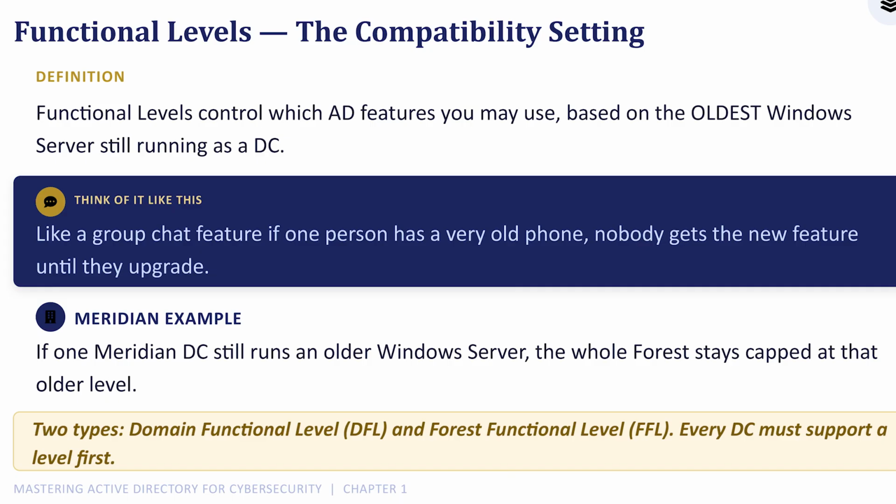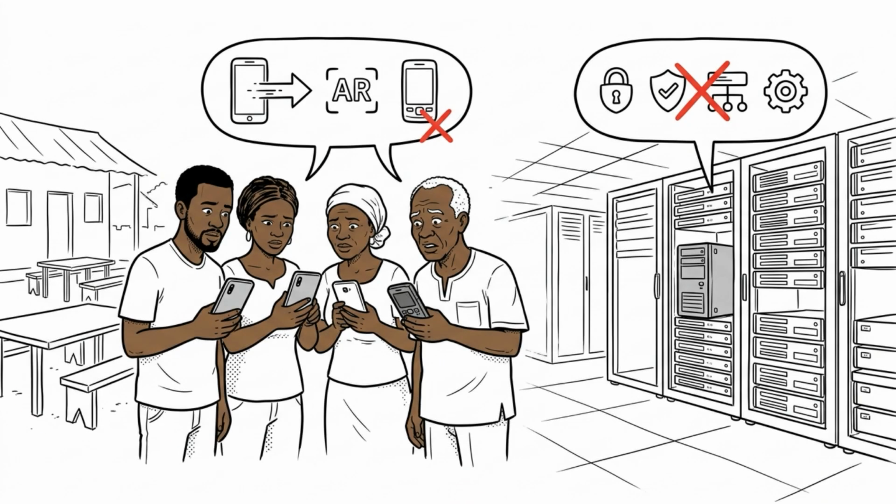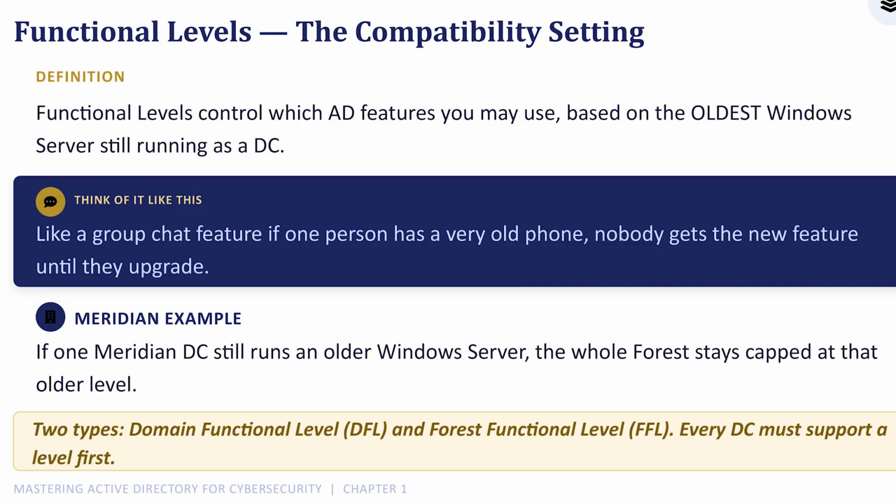Okay, so I use a group chat analogy. Imagine a group of people using phones. One person has an old phone. The newest feature may not work for everyone because that older phone doesn't support it. So the group has to operate within the compatibility limits of the environment. Okay, the same basic idea is being used here. If an older domain controller is still part of the environment, that can limit the functional level.